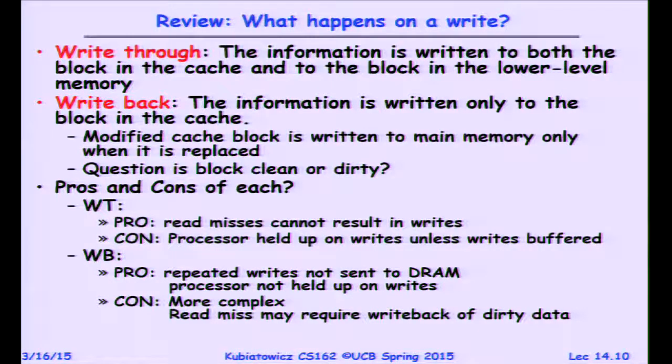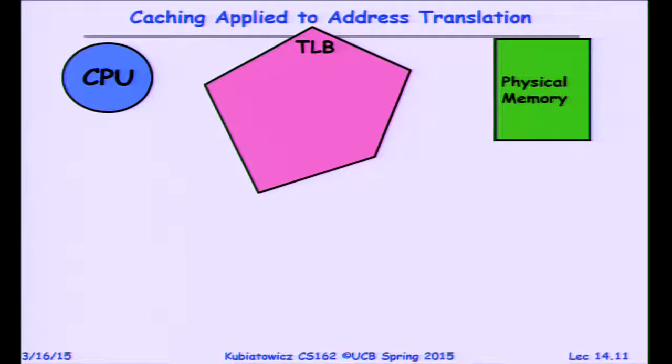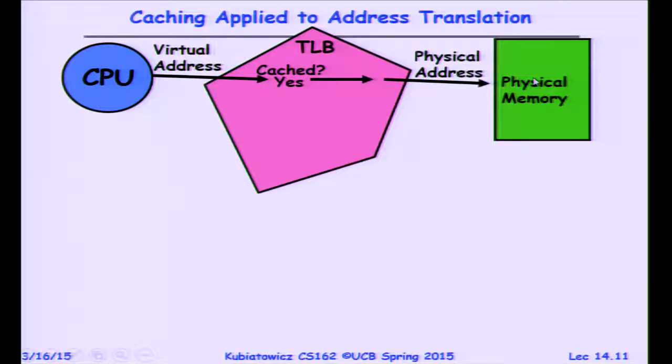Okay, any other questions? Now, one obvious thing is we can apply caching to address translation. We kind of promised this. The idea is this oddly shaped pink thing is our translation look-aside buffer, the TLB. The CPU puts a virtual address out. It asks, is it in the TLB? If the answer is yes, we immediately get back a physical address and we're good to go. If the answer is no, at that point, we have to talk to the memory management unit to translate the virtual address into a physical one. We save the result in the TLB for later, and now we have a physical address and we go.